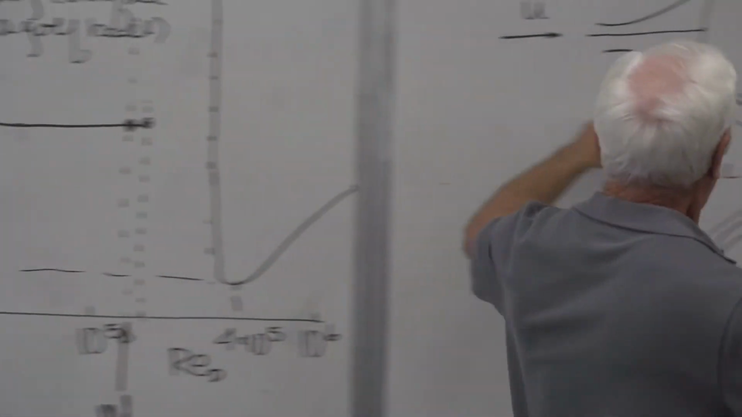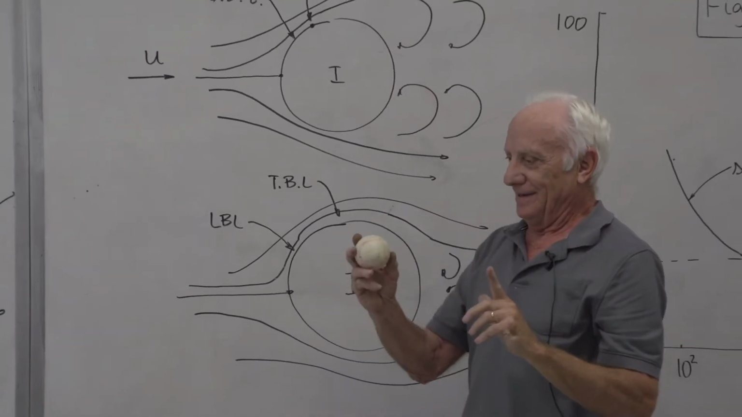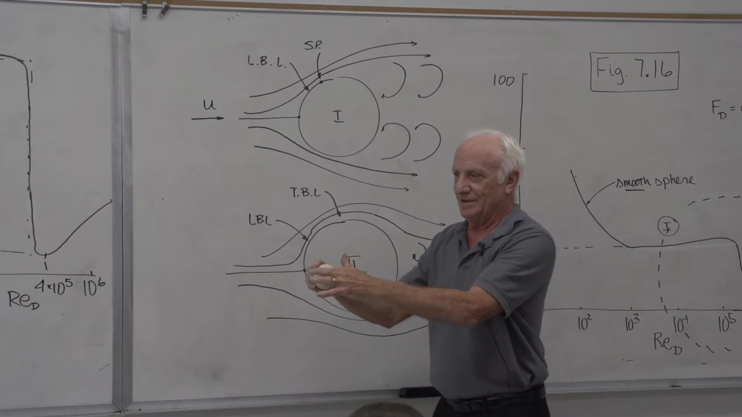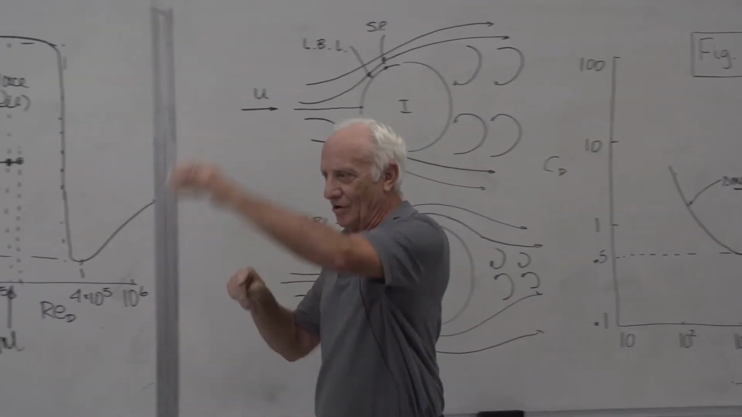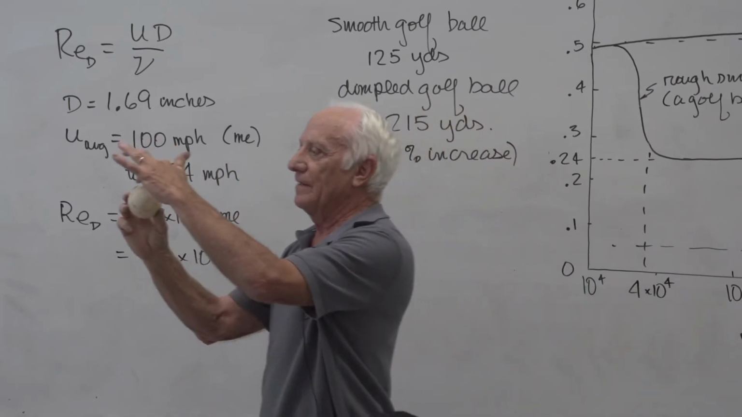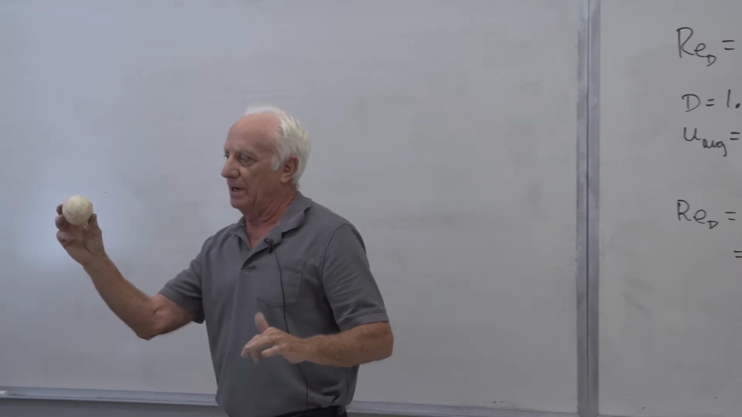Because it transitions randomly to turbulence, the force might go left, might go up, the drag might go down. It can go left, it can go right, it can go up, it can go down. Nobody knows, because the ball is rotating so slowly that this roughness causes a transition from a laminar boundary layer to a turbulent boundary layer.